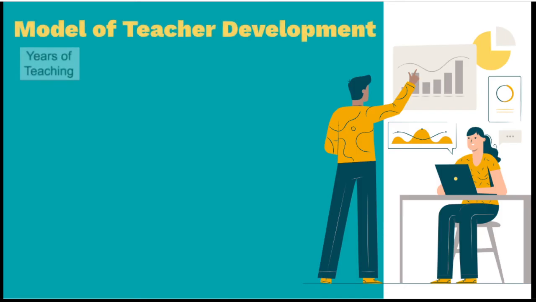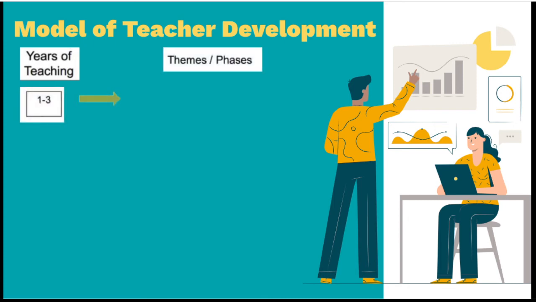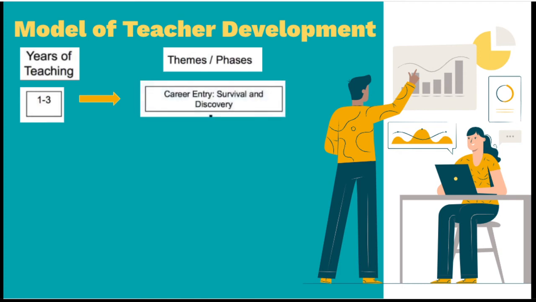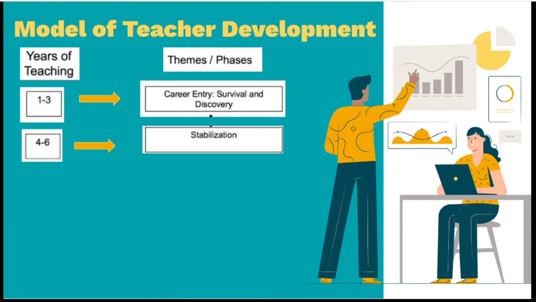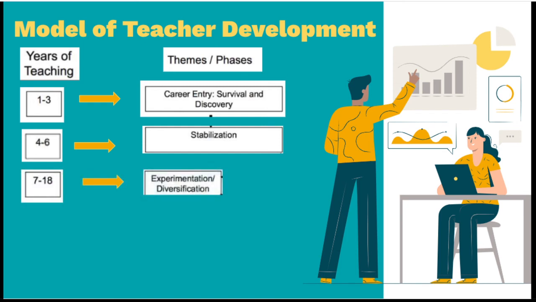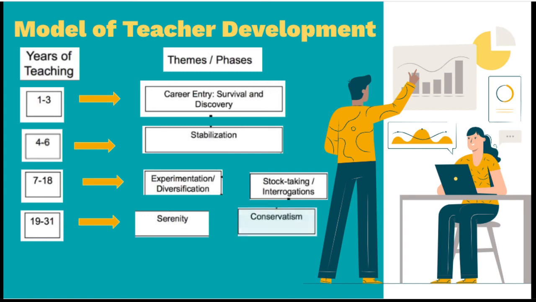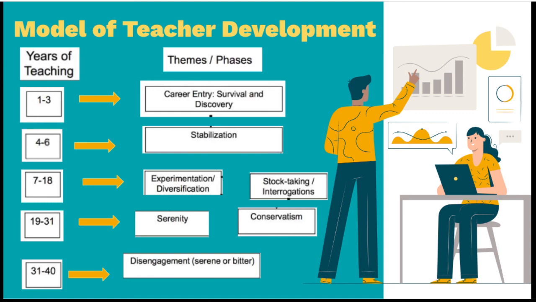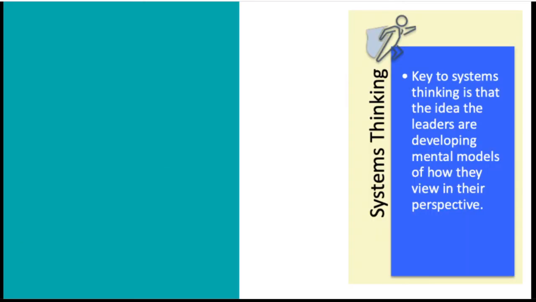The model of teacher development: we have the years of teaching and the themes and paces. 1 to 3 years, these are the proficient teachers, which is the career entry, survival, and discovery. 4 to 6 years, this is the stabilization process wherein we have the highly proficient teacher. 7 to 18 years, the experimentation, diversification, and the stock-taking interrogations. 19 to 31 years, this is the serenity and the conservatism. 31 to 40 years, that will be the disengagement, serene or bitter. This is the retirement years because of the number of years of service already.